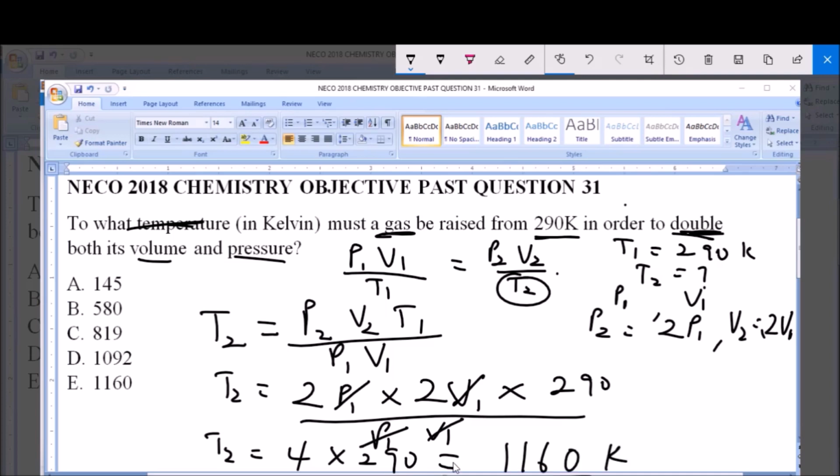So this is the temperature to which you must raise this gas in order for its volume and pressure to be double. So 1160 Kelvin is option E, which is the correct answer to this question.